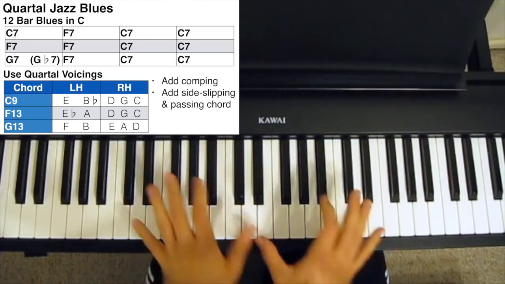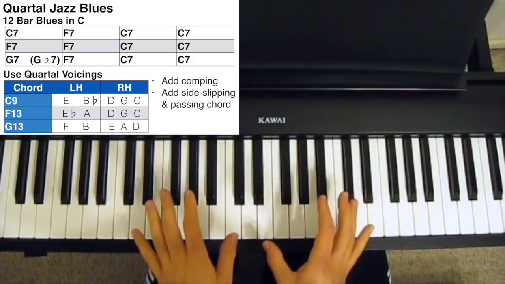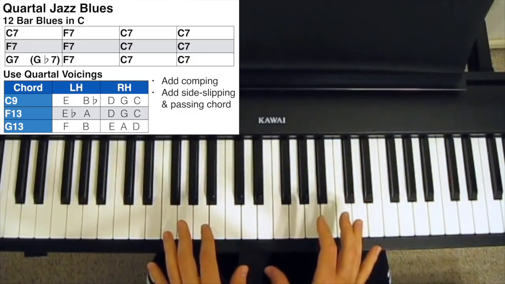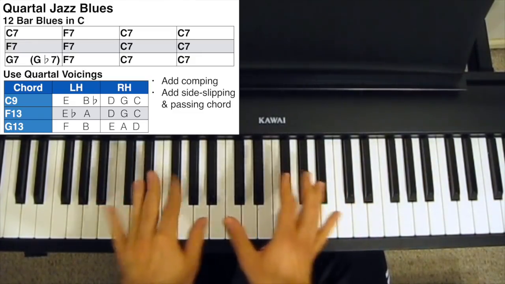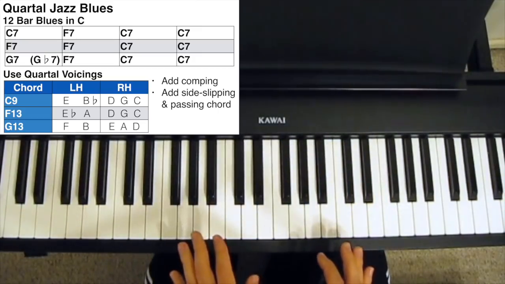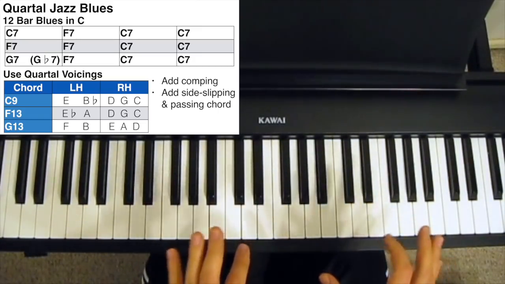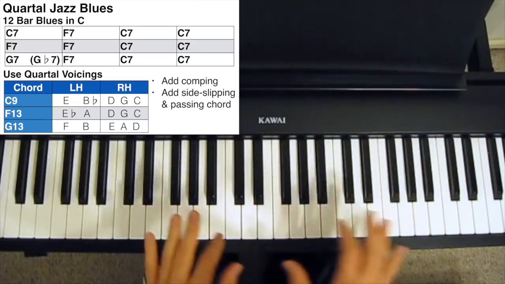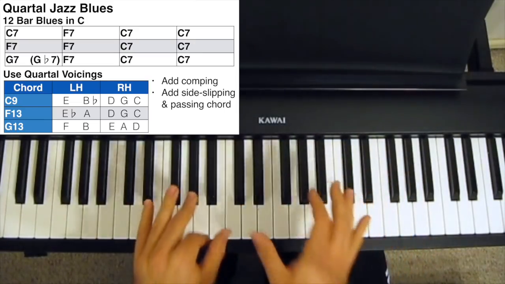So again, I'm using that quartal chord voicing, comping with it, playing those chords, but occasionally slipping to the side, either up or down by one semitone, then slipping back, and using that chromatic passing chord to get from the G down to the F.